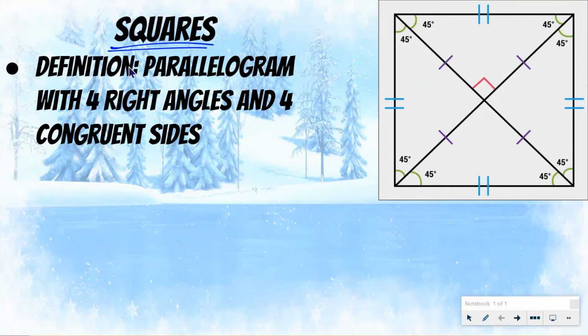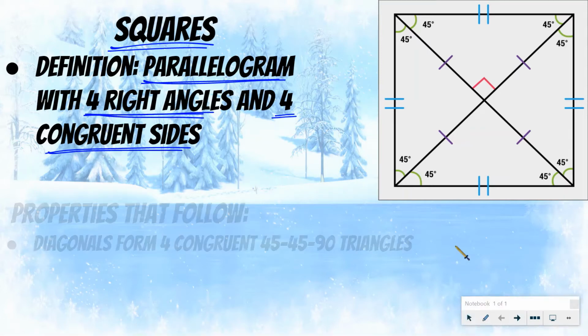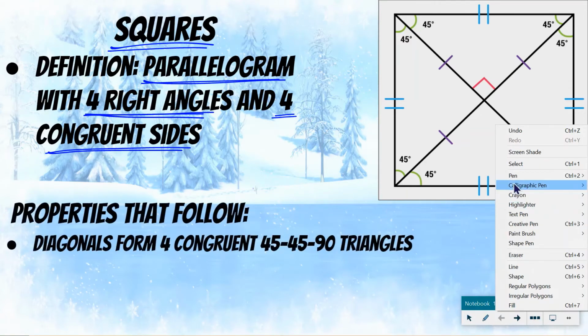Here we're going to talk about our last parallelogram, which is the square. So it has the properties of a parallelogram, where our opposite sides are parallel. It also inherits the 4 right angles from a rectangle and the 4 congruent sides from a rhombus. So it has all the overlapping properties between the rectangle and rhombus, which means it carries the most properties out of anything that we've seen before.